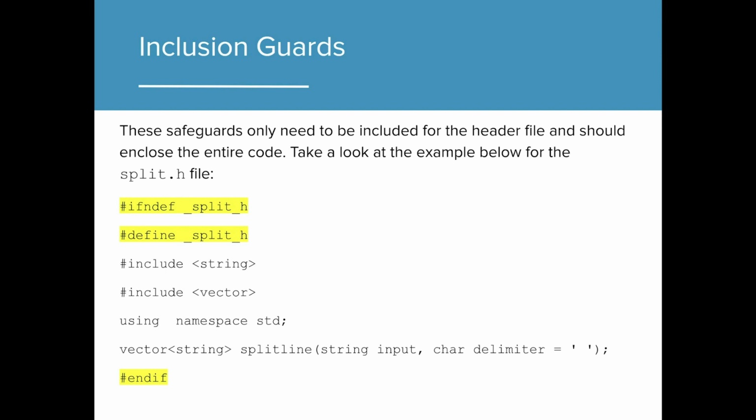These safeguards only need to be included for the header file and should enclose the entire code. Let's take a look at an example below for the split.h file. Notice in the example that the token was named split.h, but it could be named anything. In plain English, the flow of the program is to say, if split.h has not yet been defined, then define it now. If it has been defined, then skip to the end and do nothing.